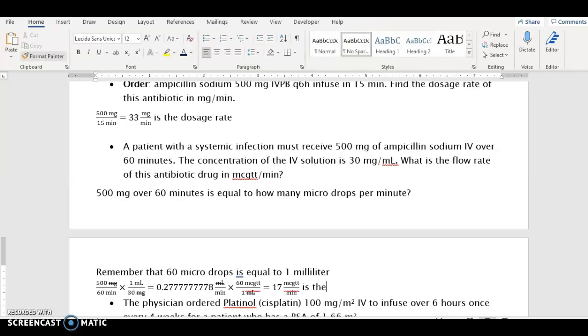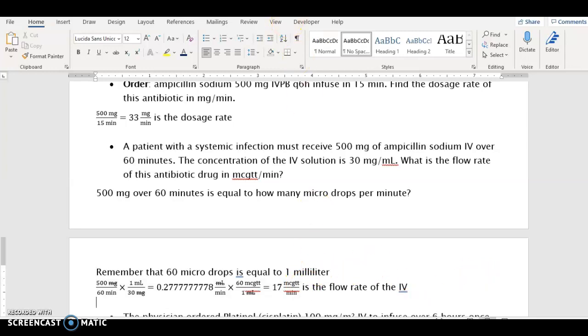So this is the flow rate of the IV. For the patient to receive 500 milligrams over a 60-minute time period, the IV must be flowing at approximately 17 microdrops per minute. Okay, that completes this example.